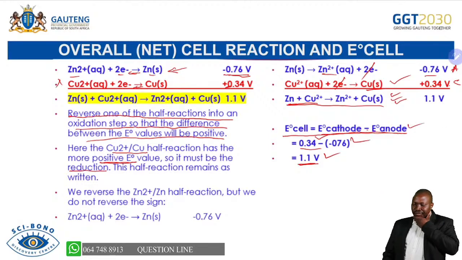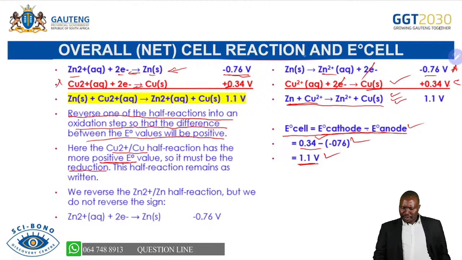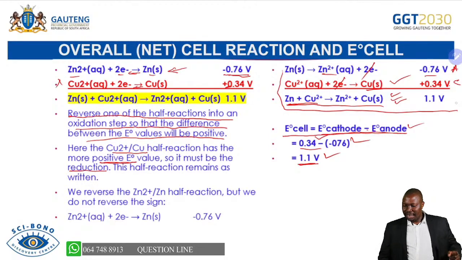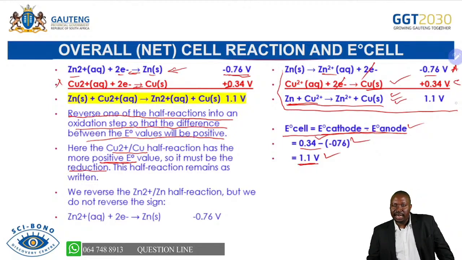Maybe you're asking yourself, if I write the EMF of the cell the way you wrote it here in these 3 steps, look at it there. We have the oxidation half reaction, reduction half reaction, and overall. Now on this side, you write the negative 0.76, positive 0.34, and 1.1. Will you be able to get 4 marks for calculating the EMF of the cell? The answer to that question is yes.